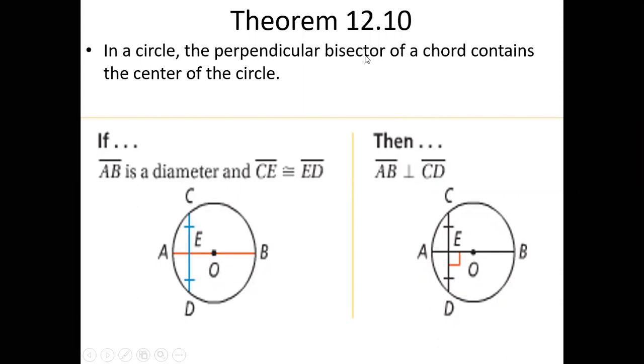In a circle, the perpendicular bisector of a chord contains the center of the circle. If AB is a diameter and CE is equal to ED, then AB will be perpendicular to the chord CD. This was already told.